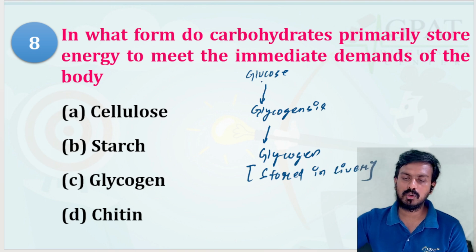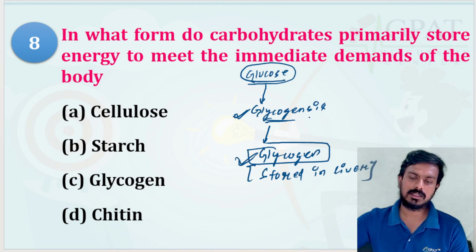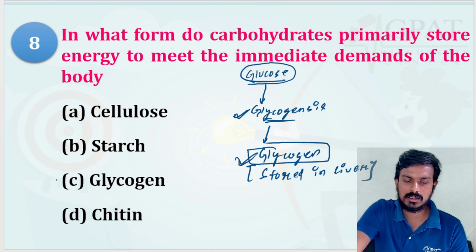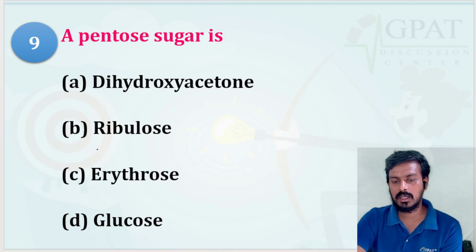Please note it down. Glucose undergoes the process of glycogenesis, that means synthesis of glycogen, to form glycogen, and this glycogen is stored inside the liver. The correct answer is option C, that is glycogen. Option C, glycogen. Next question.